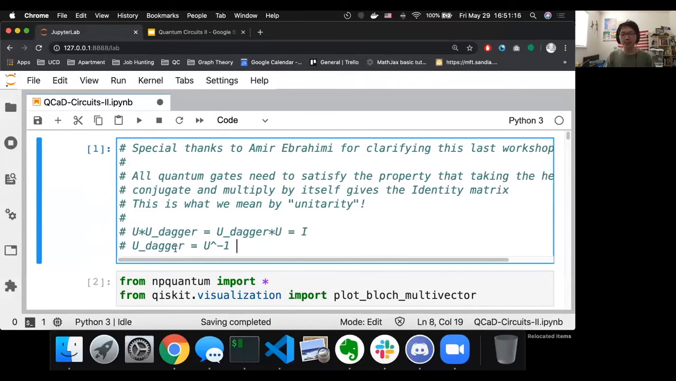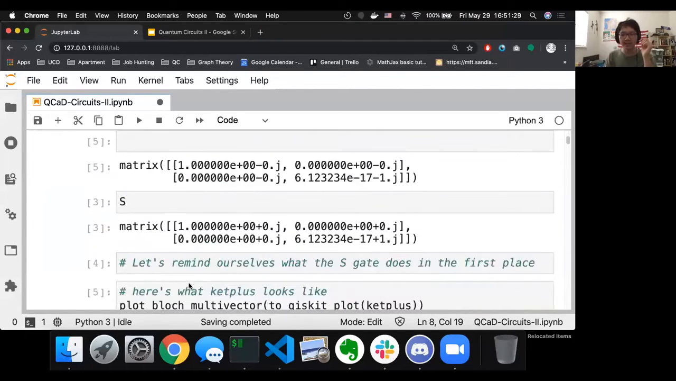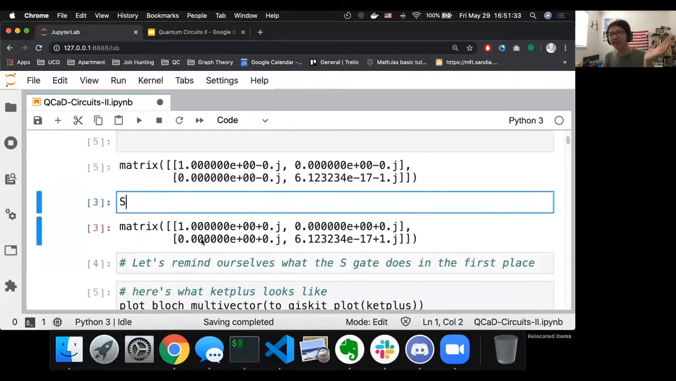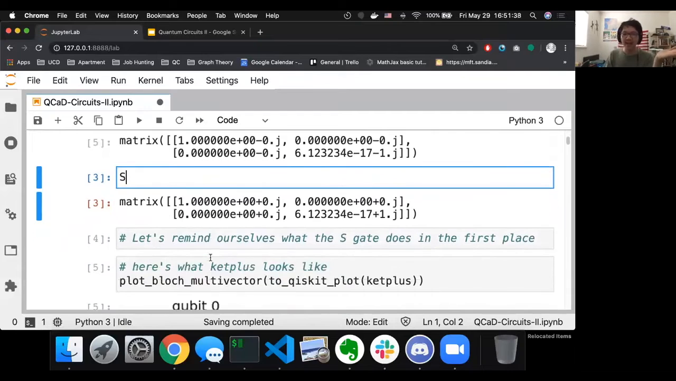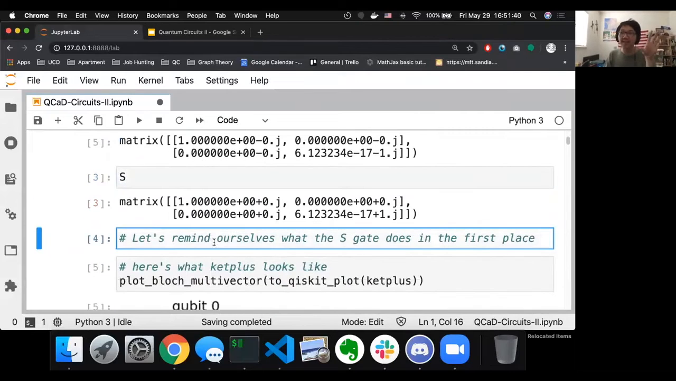But the real thing to focus on here is that taking that Hermitian conjugate will give us the inverse of our matrix. And you know, from basic linear algebra, multiplying a matrix by its inverse is guaranteed to give you the identity matrix. So this S matrix, I kind of lied in the beginning. It isn't any random matrix. It actually is a quantum gate. And so let's remind ourselves what the S gate does in the first place.